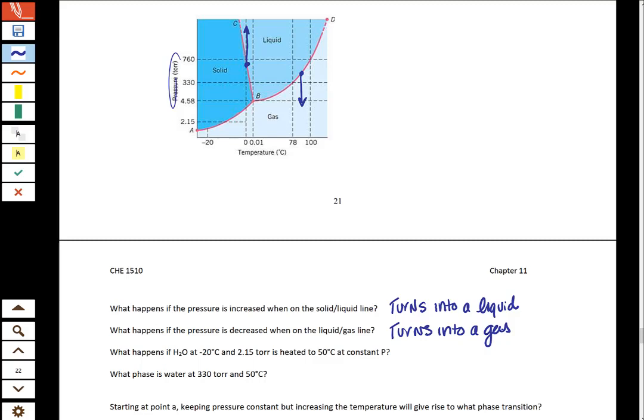What happens if water at -20 and 215 torr, okay, so that's here, is heated to 50 degrees at constant pressure? Okay, so that means we didn't change the pressure. We're going to go to 50 degrees Celsius. All right, so we see we turn from a solid to a gas. Do you remember what that word is? It's one of my favorite. We see sublimation occur.